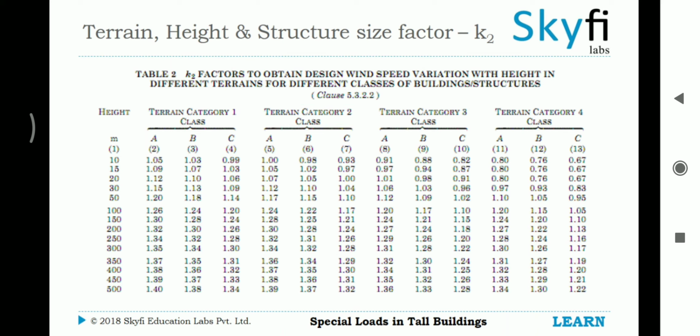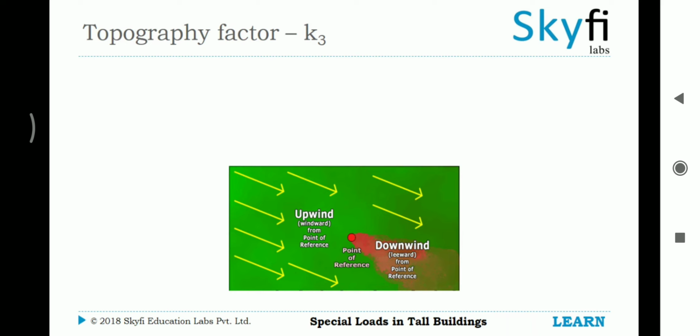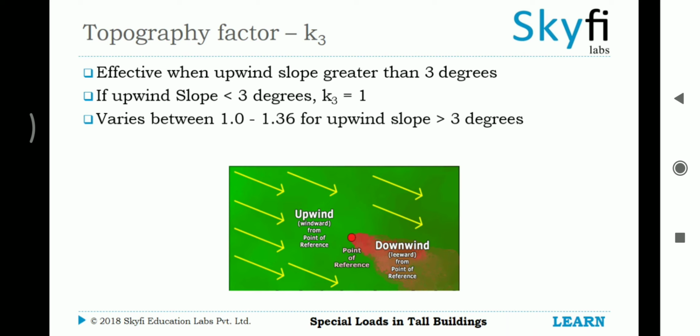After determining Vb, K1, K2, you are left with determining the last parameter, that is K3. The topography factor, K3, depends on the upwind slope at a particular place, and is more effective if the slope is more than 3 degrees. The upwind slope is the slope of the wind in the windward direction. If the upwind slope in a place is less than 3 degrees, K3 is taken as 1. The K3 value varies from 1 to 1.36 if the upwind slope is more than 3 degrees.